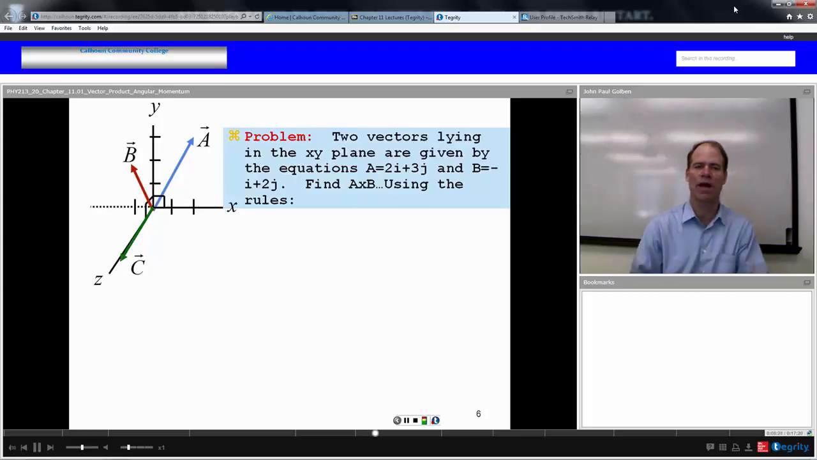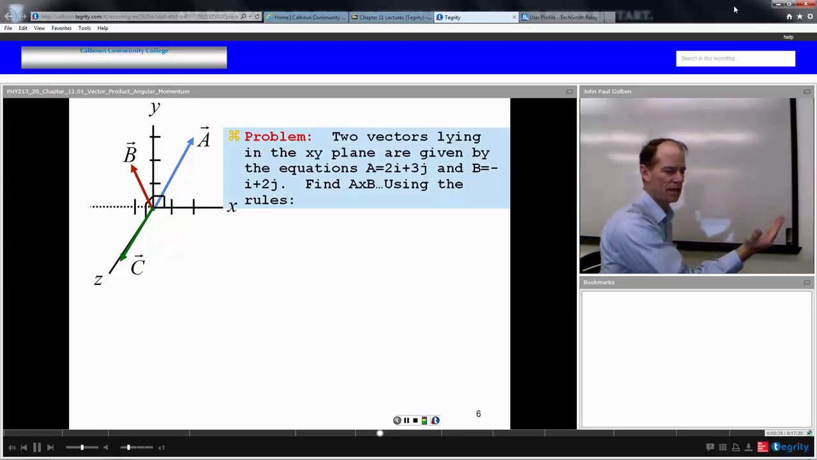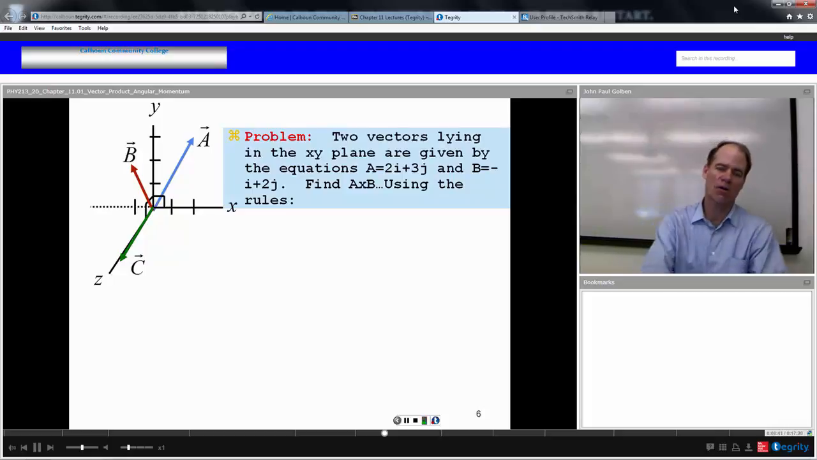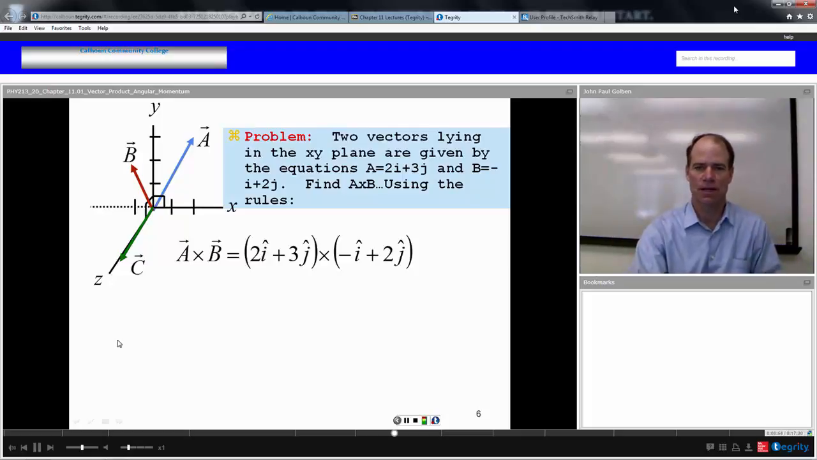Now, right away, since a and b are in the xy plane, if I did my right-hand rule to that, pointing in the direction of a, curling toward b, then I'm pointing in the positive z direction, towards you. So I already know, before I even do this cross product, by the right-hand rule, that my answer is going to be something positive k. It's going to be perpendicular to the plane formed by the first two vectors.